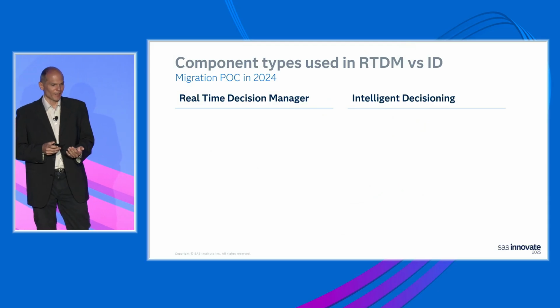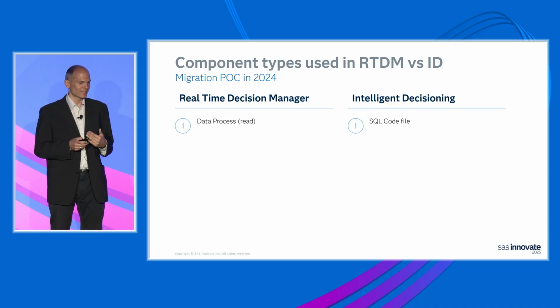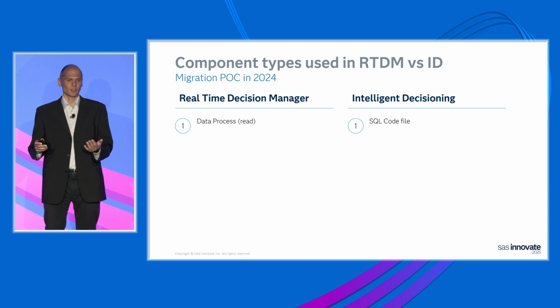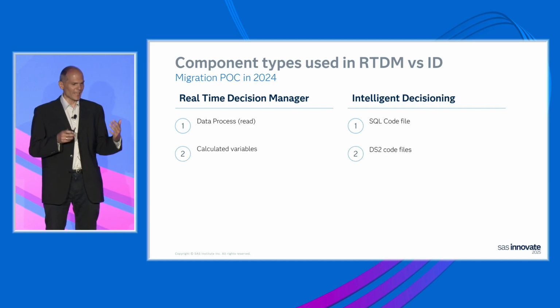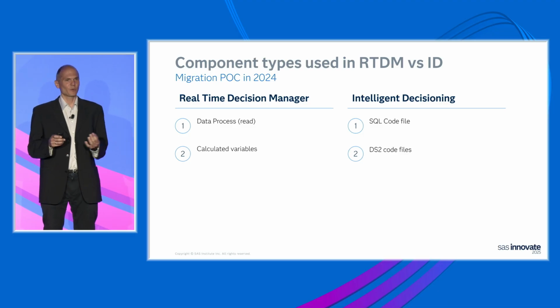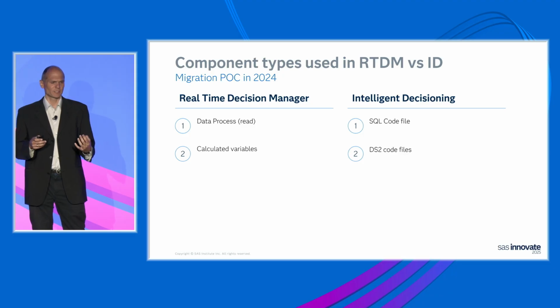If you are more interested in the architecture and time allows, then I have some spare slides at the end. But during our migration project, we focused on the migration of these specific components. The data processes were converted into SQL code files. The calculated variables were converted into DS2 code files to be able to minimize the number of nodes that we use.